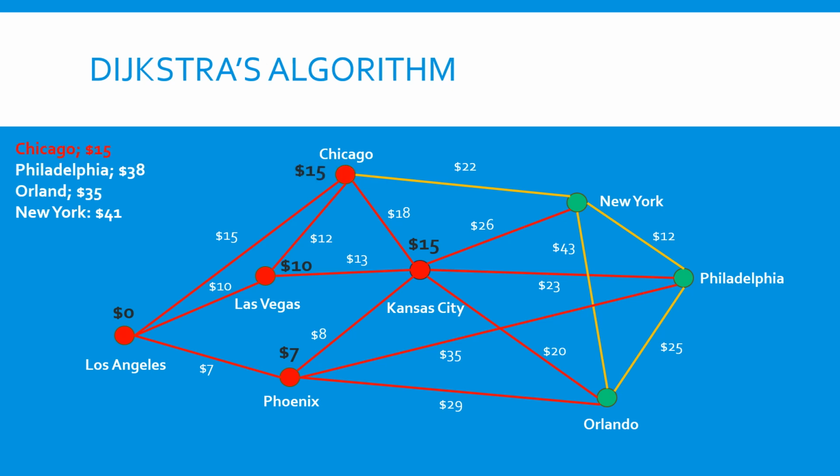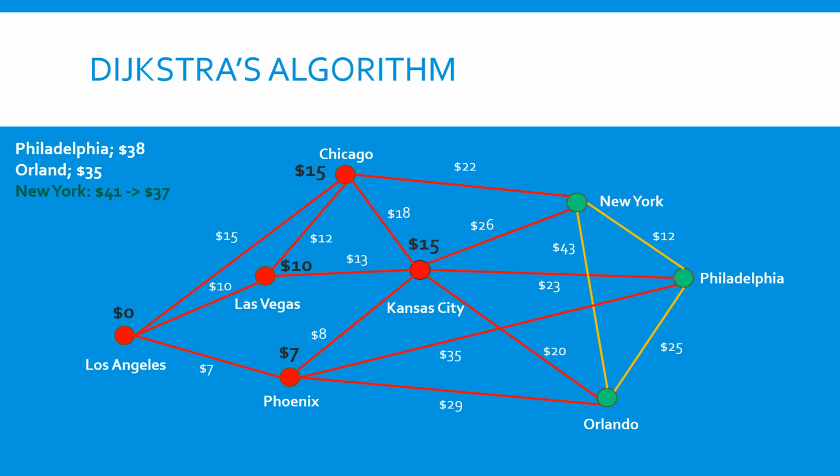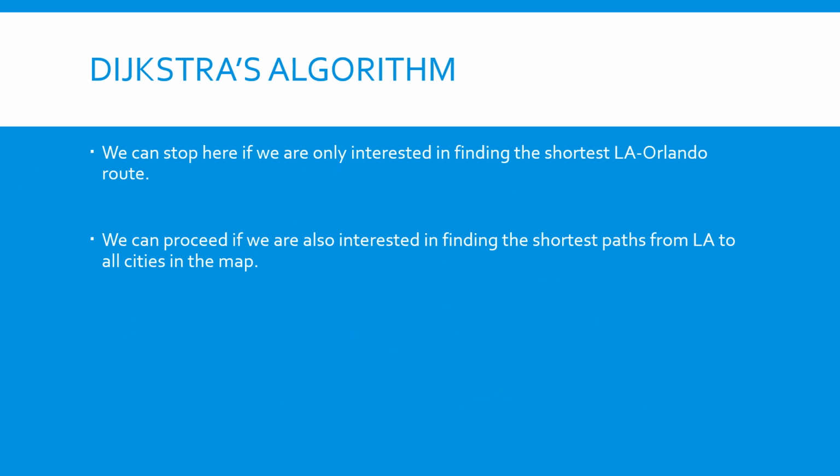Based on the greedy strategy, we choose to reach Chicago and record the cost of $15. Then, via Chicago, we find a cheaper route to New York with a $37 total cost, and we update the best cost to New York accordingly. The new city we can reach with the lowest cost is Orlando, and we can go from LA to Orlando for $35. At this point, we can terminate the algorithm as we have already reached the destination Orlando.